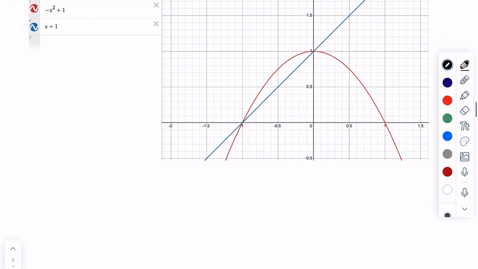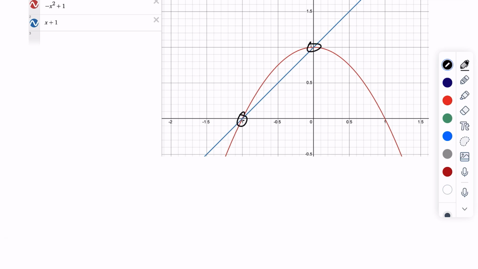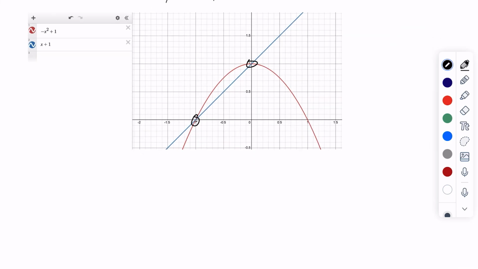Okay, so the first thing to do is to figure out where they actually meet, and the way that we do that is we set the functions equal to each other.